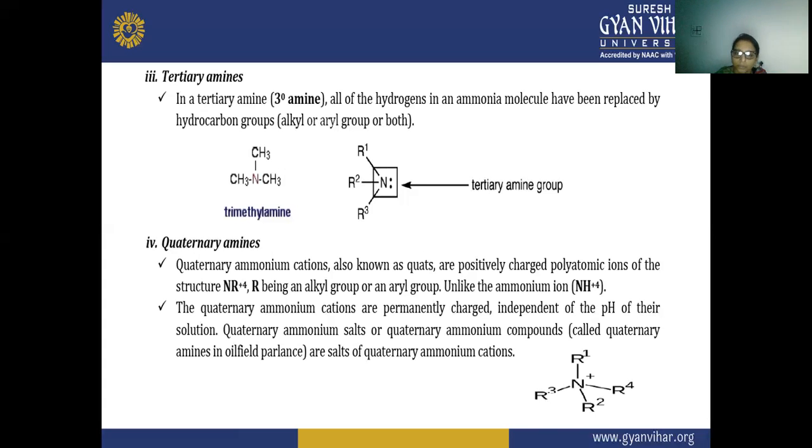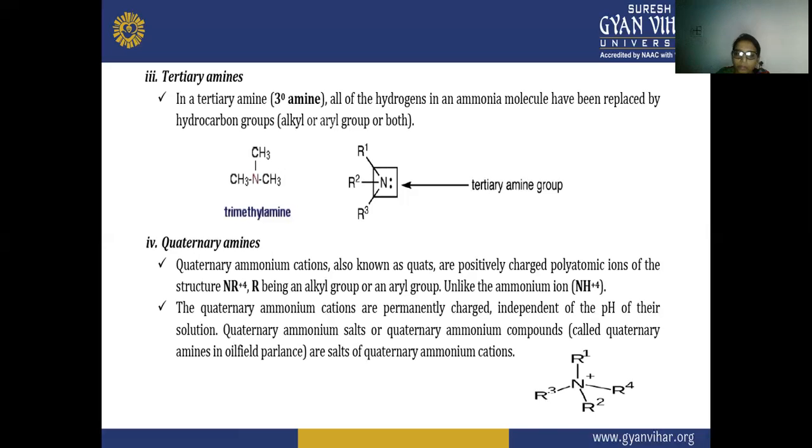So the quaternary ammonium cations are permanently charged, independent of the pH of their solution. Quaternary ammonium salts are quaternary ammonium compounds, or quaternary amines in parentheses, and are salts of quaternary ammonium cations. Permanently charged means they have the positive charge on them, and quaternary means four alkyl groups are attached.